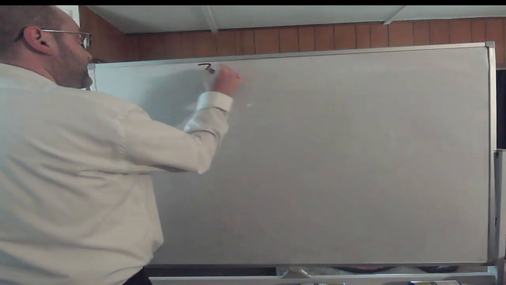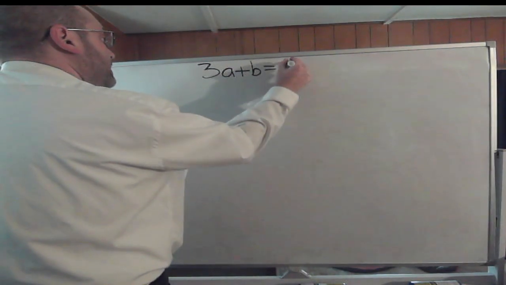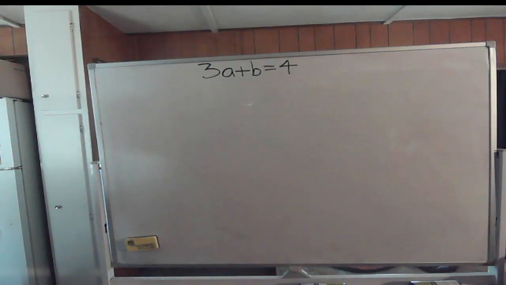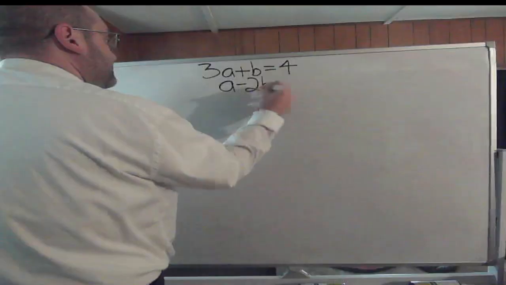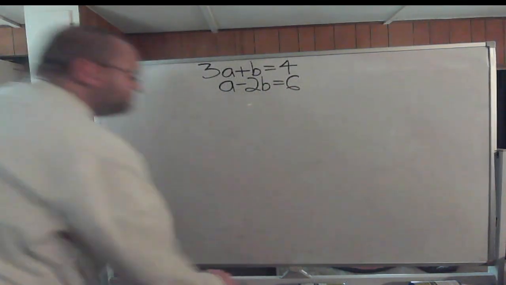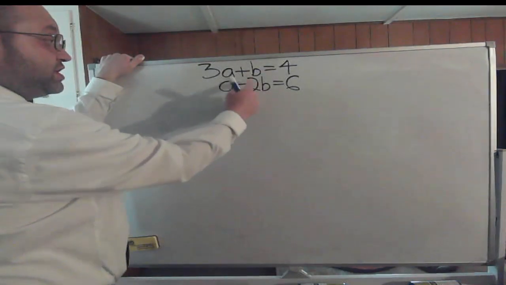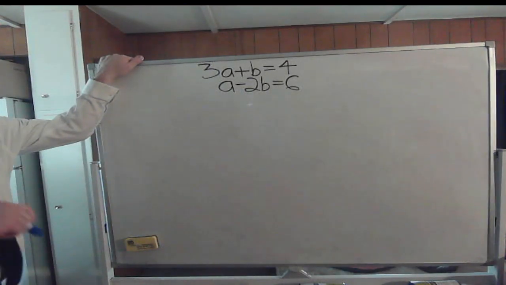Alright, let's see what's next on the agenda here. We got 3a plus b equals 4. Then we have a minus 2b equals 6. So again, we have another system of equations here where none of the coefficients on the variables are the same.